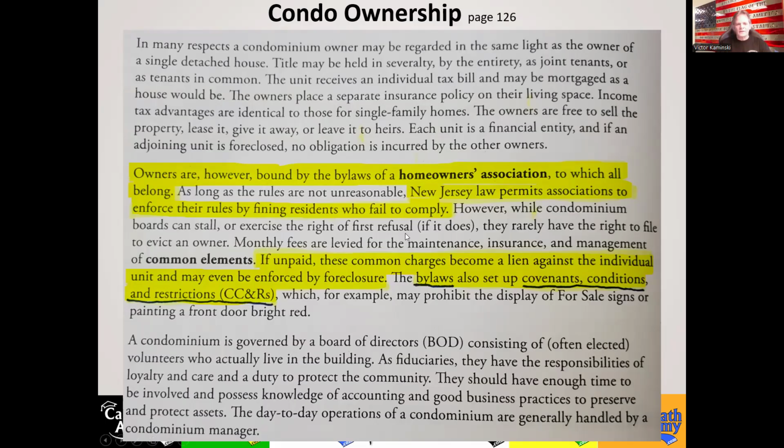It's not that common. Now, monthly fees are levied for the maintenance, insurance, and management of common elements. If unpaid, these common charges become a lien against the individual unit owner, and may even be enforced by foreclosure, but they don't affect your neighbors like it would with a co-op. If enough people don't pay their maintenance fees, it could affect the neighbors because the corporation's not collecting enough money to pay the underlying mortgage and taxes on the property, and the whole complex can end up getting foreclosed on. Now, it's unlikely that that happens, but it has happened in the past, back in the 20s and 30s.